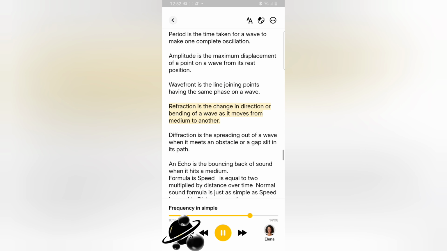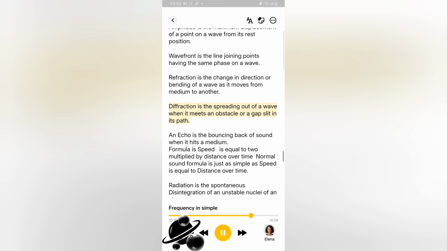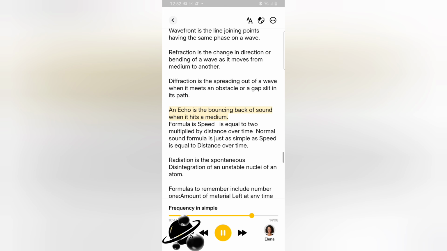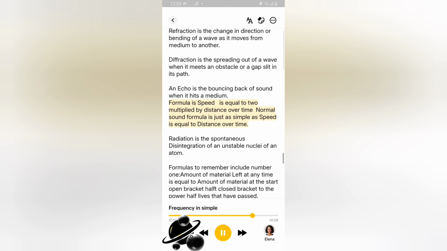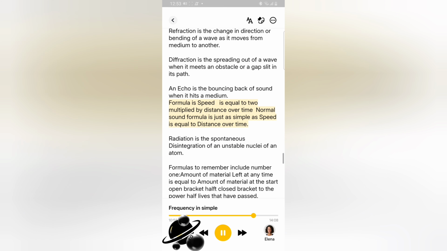Refraction is the change in direction or bending of a wave as it moves from one medium to another. Diffraction is the spreading out of a wave when it meets an obstacle or a gap (slit) in its path. An echo is the bouncing back of sound when it hits a medium. Formula: speed is equal to 2 multiplied by distance over time. Normal sound formula is just as simple as speed is equal to distance over time.